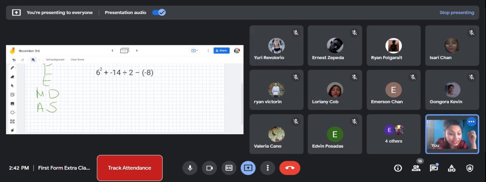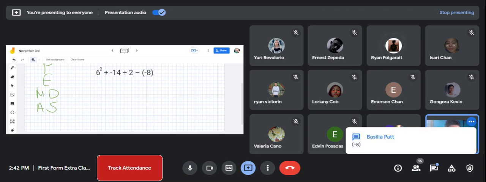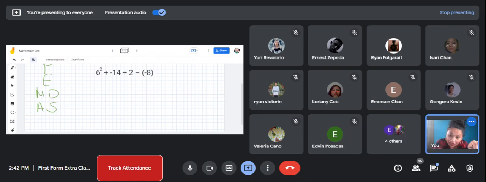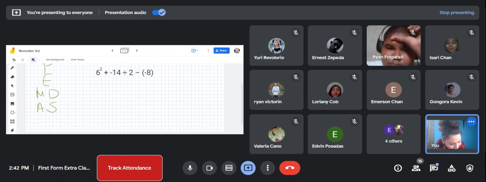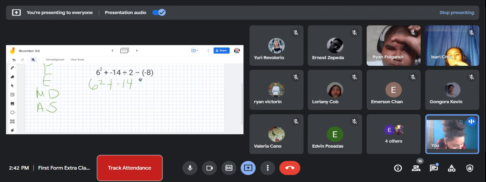Let me give you a little cheat right here. I have minus negative 8. And I know a lot of people don't like working with negatives, so I'm going to change this problem. I'm going to write 6 squared plus negative 14 divided by 2 minus negative 8. But I'm going to remove the brackets so that you can see what I'm doing right now.